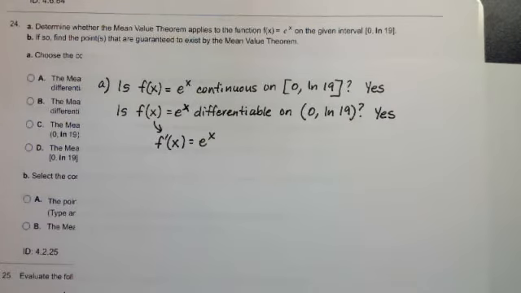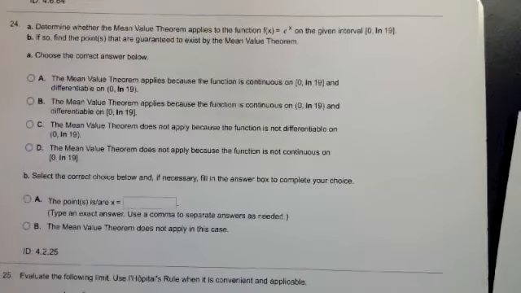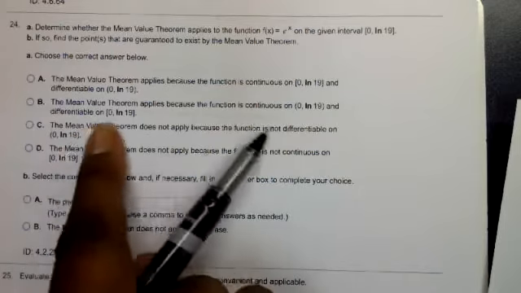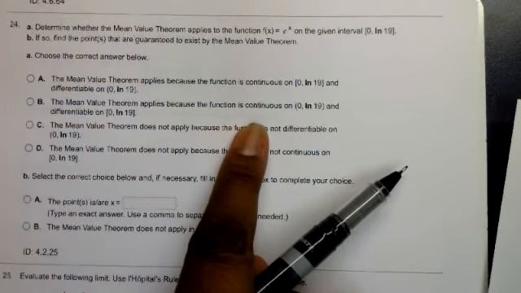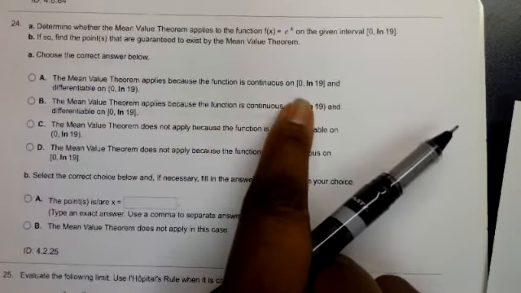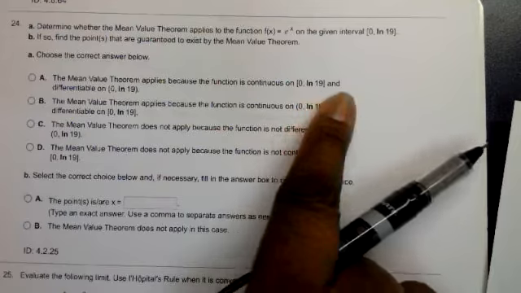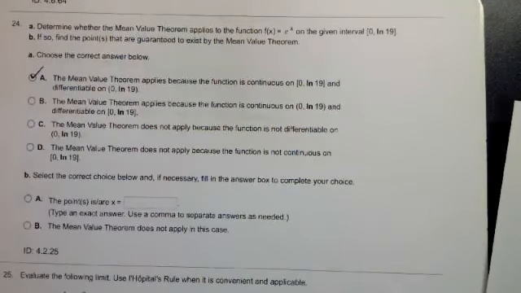So both requirements are met. The function is continuous on the closed interval, and it is differentiable on the open interval. So that means here the mean value theorem can be applied. So your answer choice there is that the mean value theorem applies because the function is continuous on the closed interval 0, ln of 19 and differentiable on the open interval 0, natural log of 19.